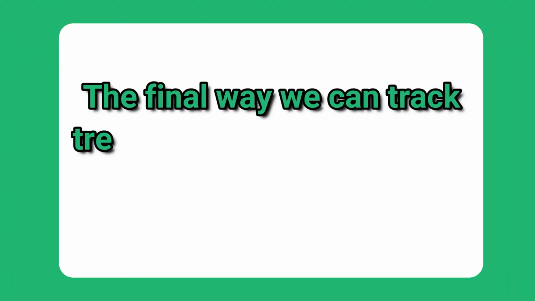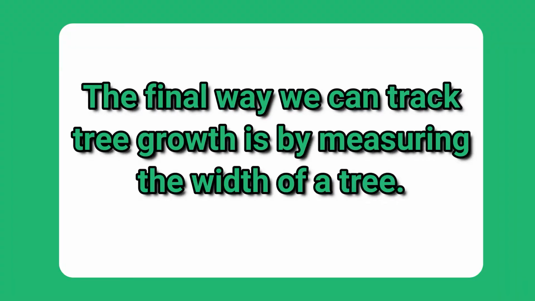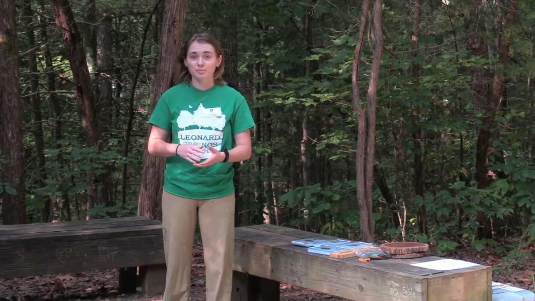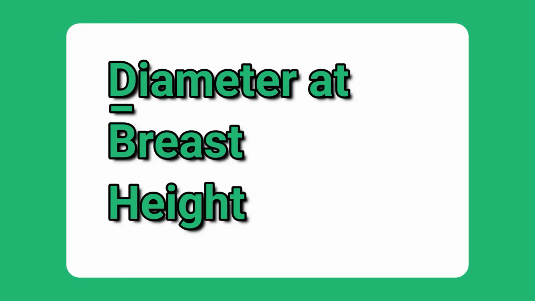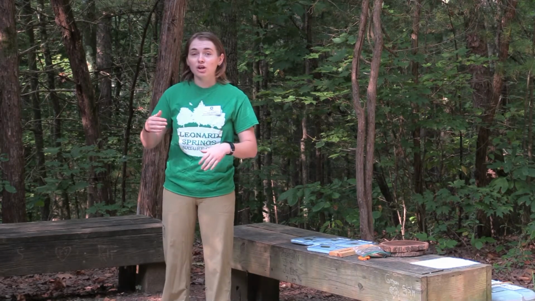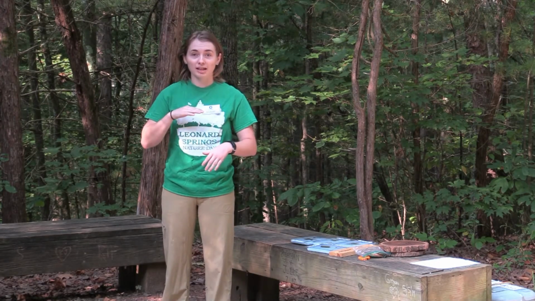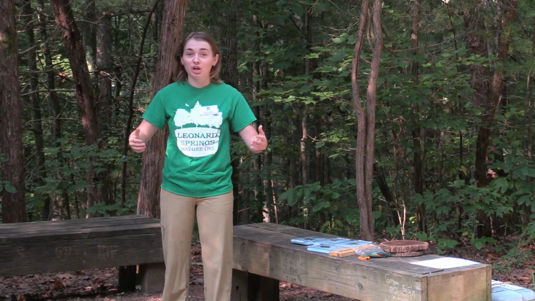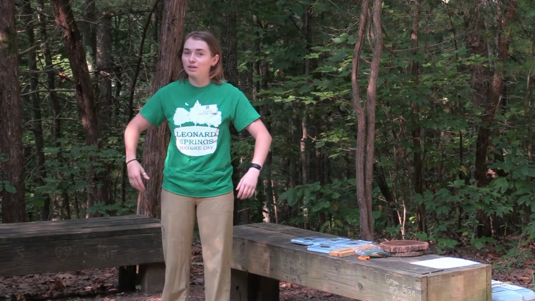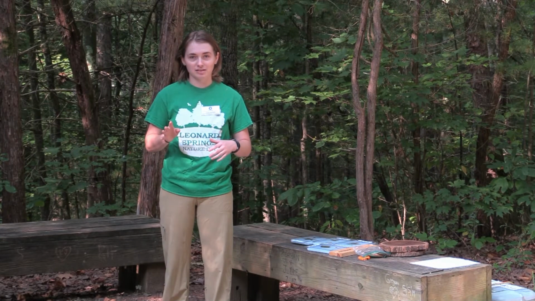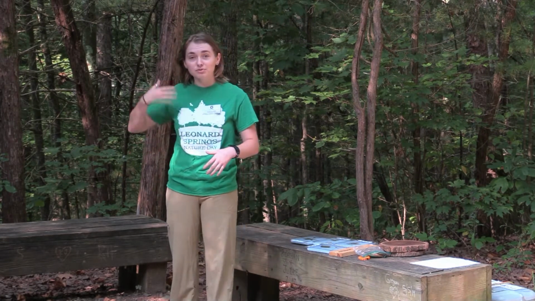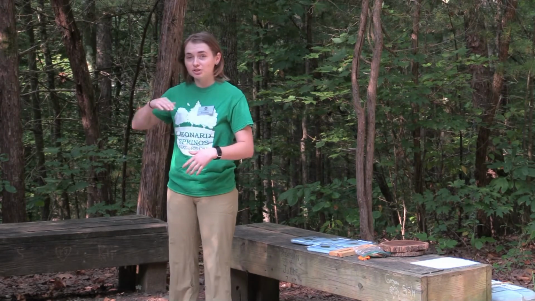The final way we can track tree growth is by measuring the width of a tree. Foresters and other people who manage trees might take a measurement called diameter at breast height, otherwise known as DBH. Now, when they talk about breast height, it's up on your chest, and most people that were doing this were lumberjacks or people that harvested trees, and so they were a little bit bigger and taller than most of us. So the DBH tends to be around 4 feet.